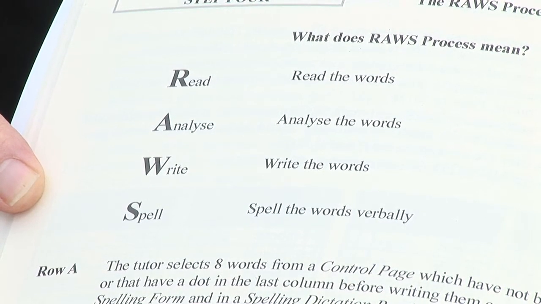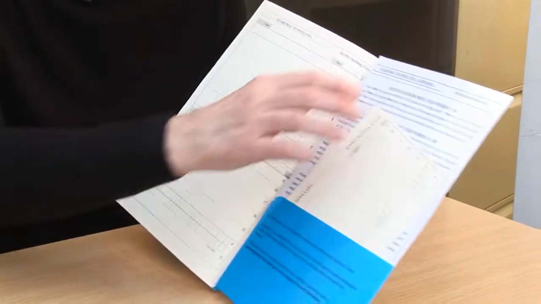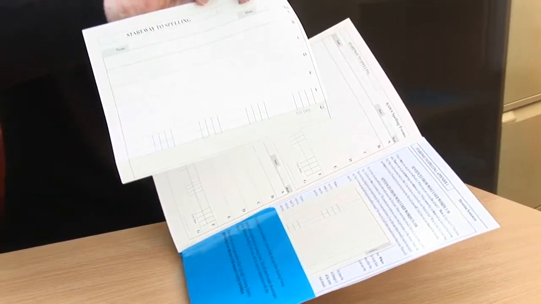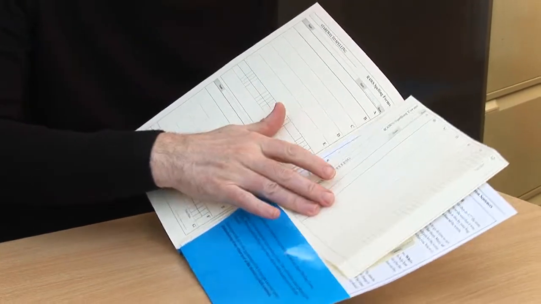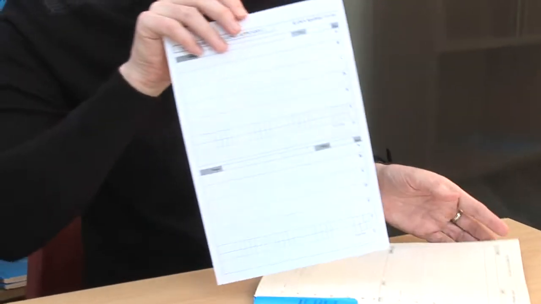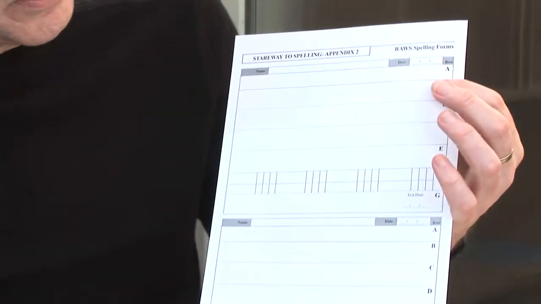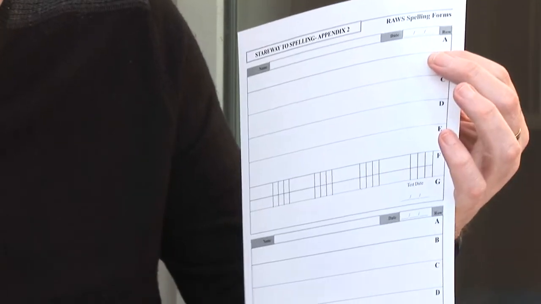The first thing you will need is a RAWS spelling form. 8 of these are provided at the back of Stairway To Spelling. They are perforated and can be torn out. Here we have an example of one of them. You will use a lot of these as you work your way through the manual. Once these have been used up, Appendix 2 can be photocopied. If by any chance you lose this appendix, you can go to our website so you can get more forms from that.